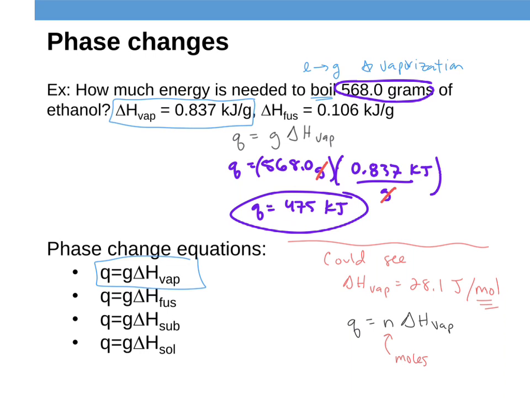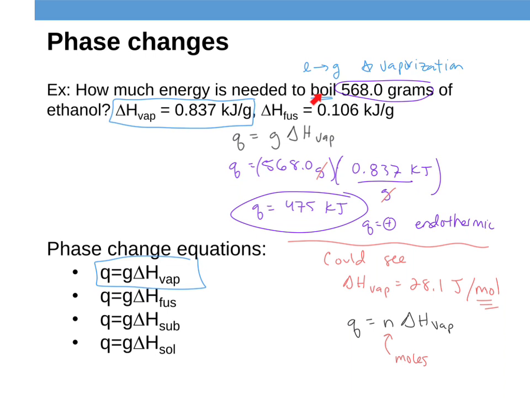And then I want to double check also that it's still a positive number, right? This Q is positive, which means it's endothermic. Right, which means it required energy, it absorbed energy, which again should make sense given that we're trying to boil something, right? If we're trying to boil something, you've got to put heat into it, you've got to put energy into it. So that makes sense. Just make sure that your signs make sense.